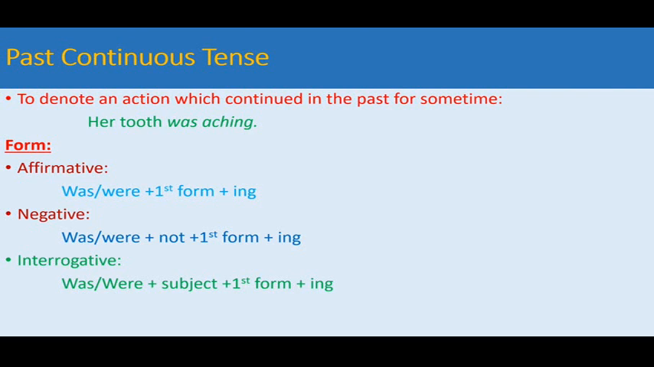In affirmative form, as you have seen, we use was, or if we have a plural noun, then we use were, and with it we use the first form of the verb and ing. To make its negative, we use was or were plus not plus the first form of the verb and ing. And to make interrogative, was and the verb come before the subject of the sentence.